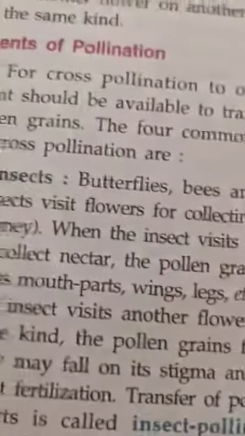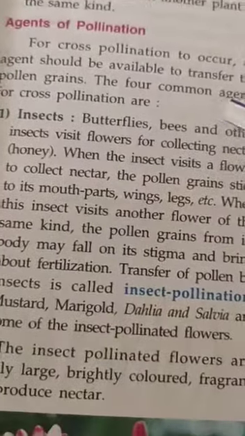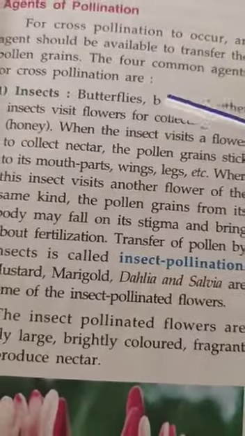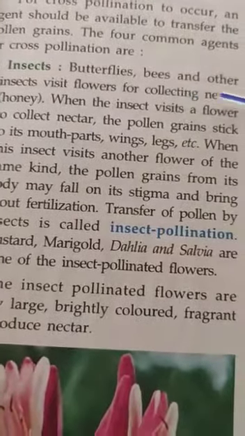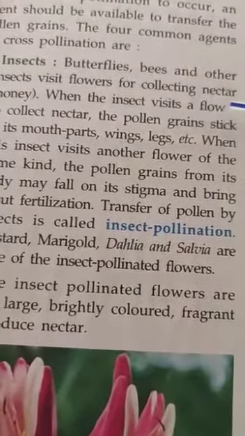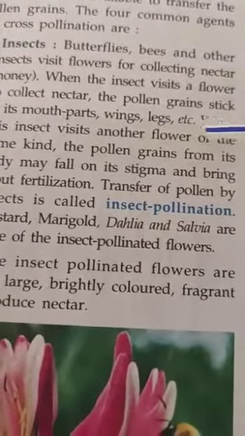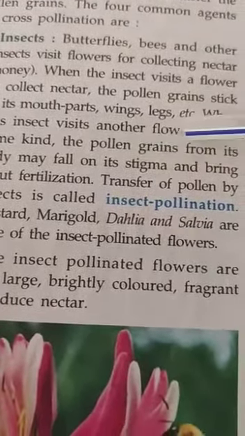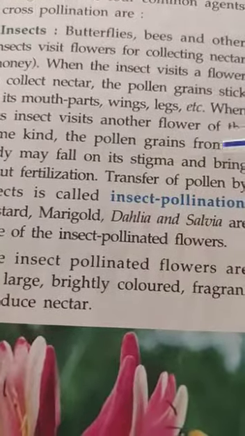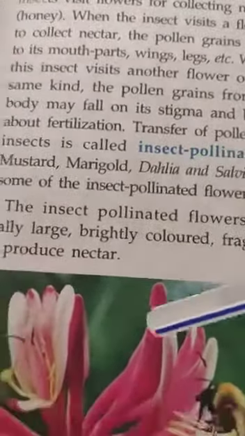Then the next part is the agents of pollination. There are some agents which help in the pollination process. First one is butterflies. Butterflies, bees and other insects visit flowers for collecting nectar. When the insect visits a flower and collects nectar, the pollen grain sticks to the mouth parts, wings and legs, and when it visits another flower, it is transferred from one flower to another flower.